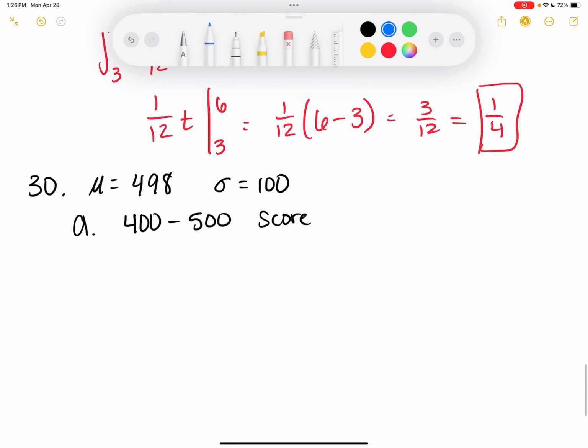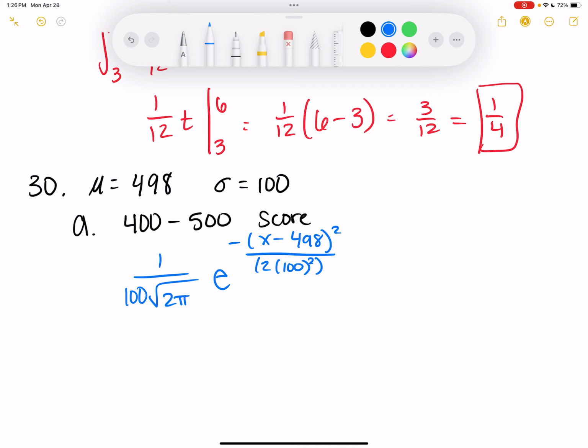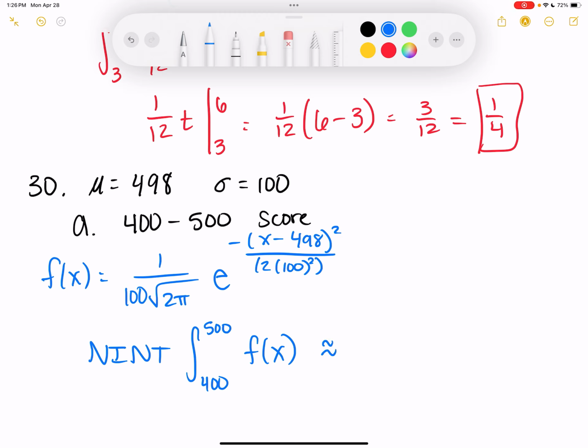So we would have, using the formula here, 1/100 times the square root of 2 pi times e to the negative parentheses x minus 498 squared over 2 times 100 squared. This is f of x. And then we would just run NINT from 400 to 500 of f of x. And we would get that value, which I'll just tell you for the sake of time would be 0.34 or 34%.